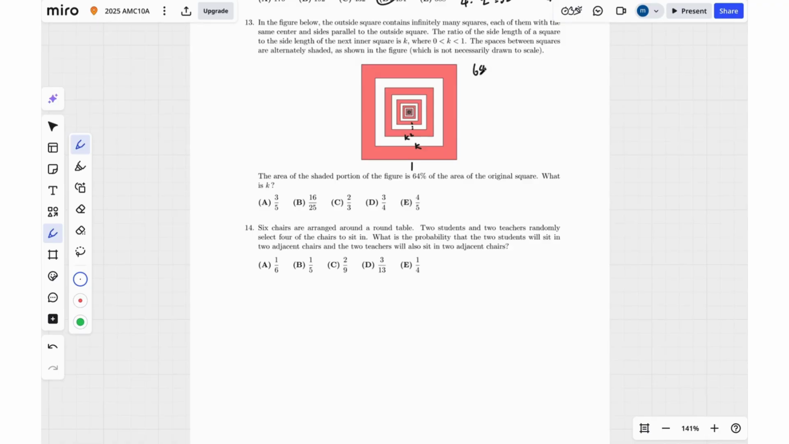So now we have 64 over 100 is equal to 1, and then minus k squared plus k to the 4 minus k to the 6, and so on, divided by 1. So now we can use the geometric series formula. So we have 16 over 25 equals 1 over 1 plus k squared. We have k squared equals 9 over 16. So we have k equals 3/4 because it's positive. So we have D.